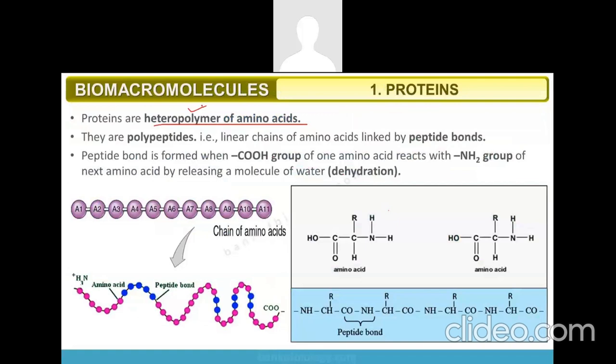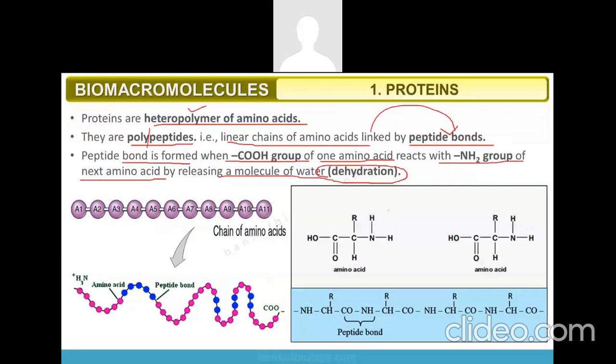Going to proteins. The proteins are considered to be the heteropolymer chain of amino acids. There is one amino acid and there will be a chain of amino acids, which is called a polymer. A heteropolymer means not the same kind of amino acid is going to form a chain. Instead, a lot of varieties of amino acids form chains with one another, and that's what you call a heteropolymer chain. They are polypeptides, that is linear chains of amino acids, linked by peptide bonds, and hence the name polypeptides. And when does this polypeptide bond form?